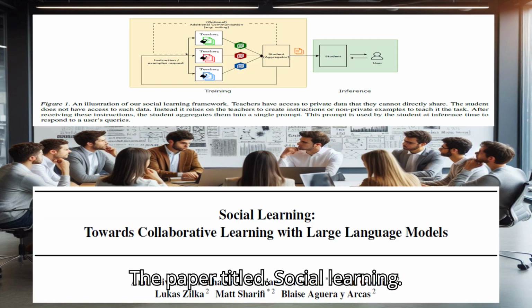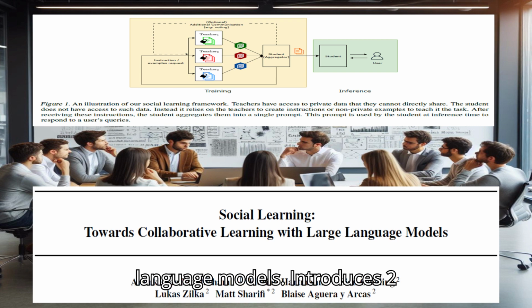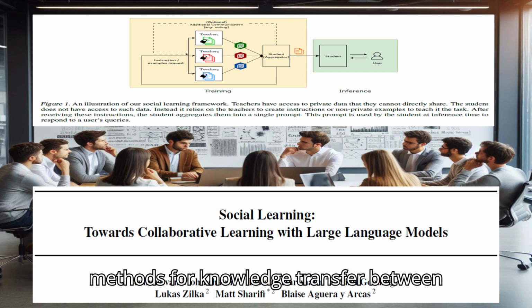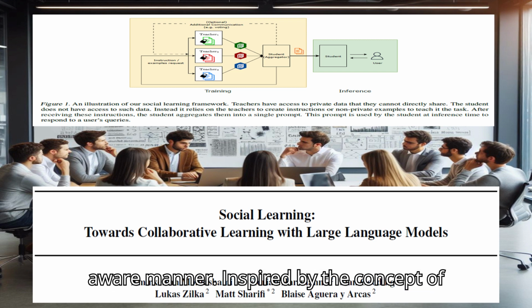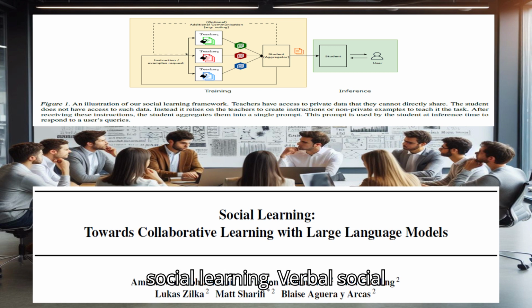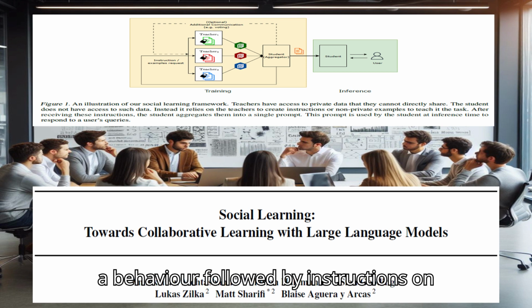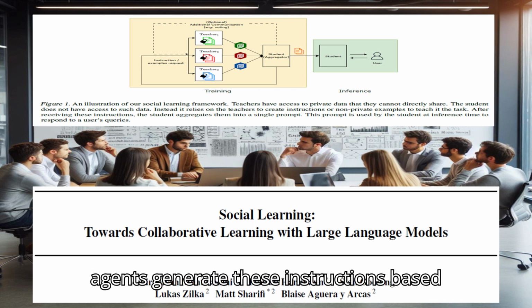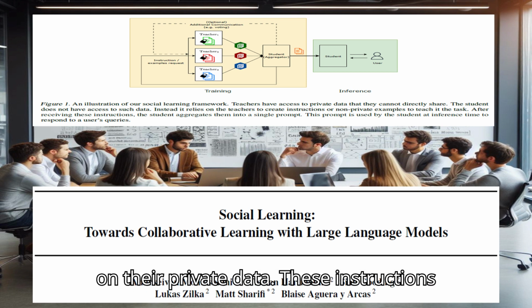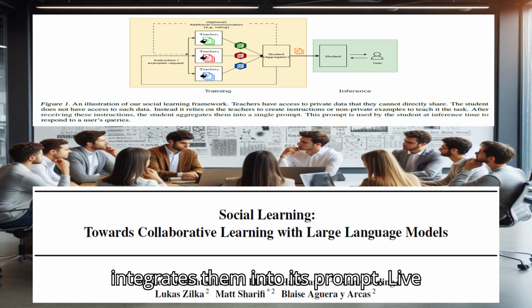The paper titled Social Learning: Towards Collaborative Learning with Large Language Models introduces two methods for knowledge transfer between large language models, LLMs, in a privacy-aware manner, inspired by the concept of social learning. Verbal social learning, sharing instructions. This method involves a detailed description of a behavior, followed by instructions on how to engage in the behavior. Teacher agents generate these instructions based on their private data. These instructions are then shared with the student, who integrates them into its prompt.